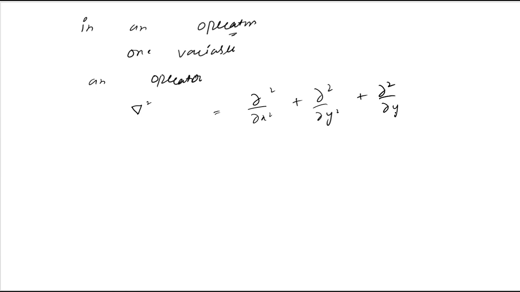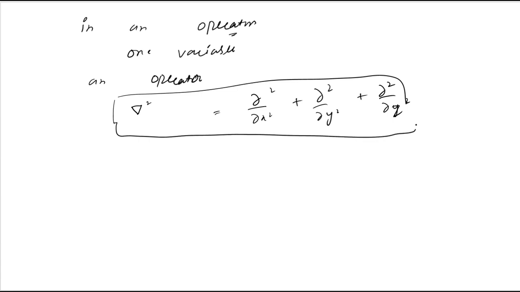So we're getting the three variables in this. In an operator, we can have a number of variables. It's not always that we only have the one variable in the operator. So an operator can have many variables, okay?